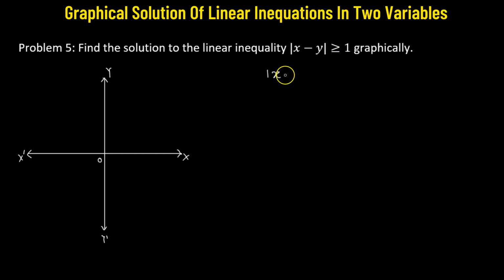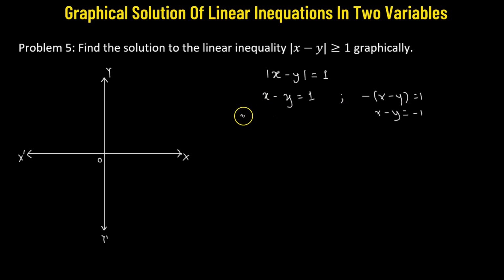So we have absolute value of x minus y equals to 1. So immediately we get two cases. The first one being x minus y equals to 1, and the other case being negative of x minus y equals to 1, that is x minus y equals to negative 1. We will get two equations of straight line.